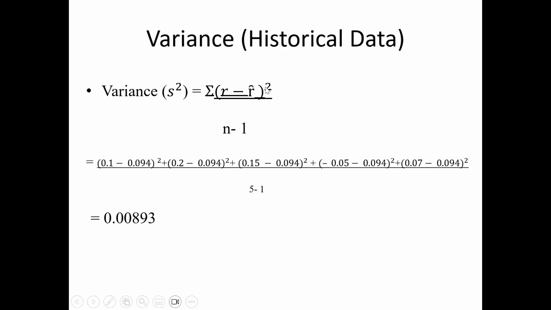That's the formula: raise the power 2 over the period minus 1. So you can see that the return they got the first year, I'm subtracting the mean from it, raised to power 2. The return they got in the second year, I'm subtracting the mean from it, raised to power 2. The return for the third year, I'm subtracting the mean, raised to power 2. The return for the fourth year, I'm subtracting the mean, raised to power 2. The return for the fifth year, I'm subtracting the mean, raised to power 2.